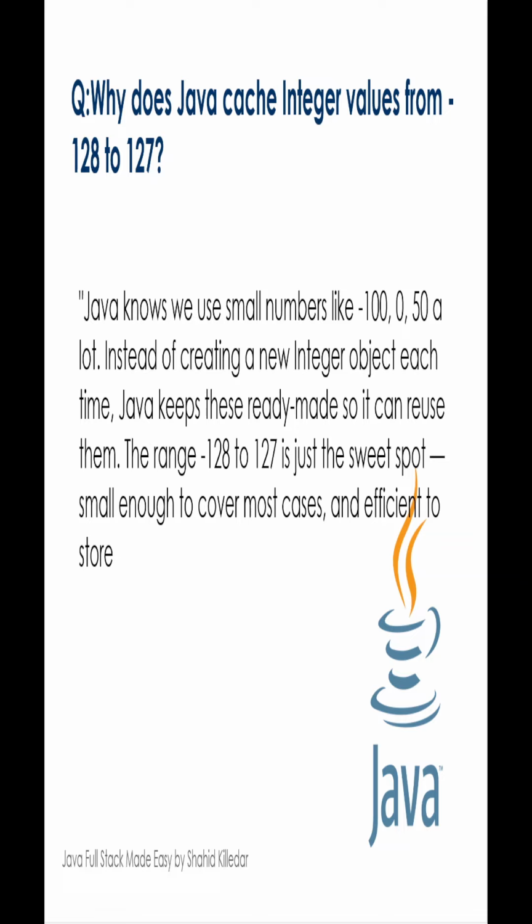So the conclusion is clear cut. Java knows we use small numbers like -100, 0, 50 a lot. So instead of creating a new Integer object each time, Java keeps these objects ready-made for us so that it can reuse them and save a lot of time for us.